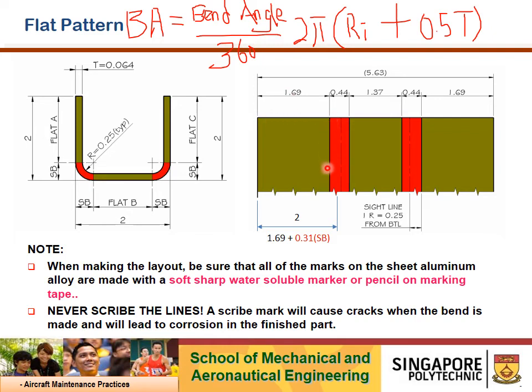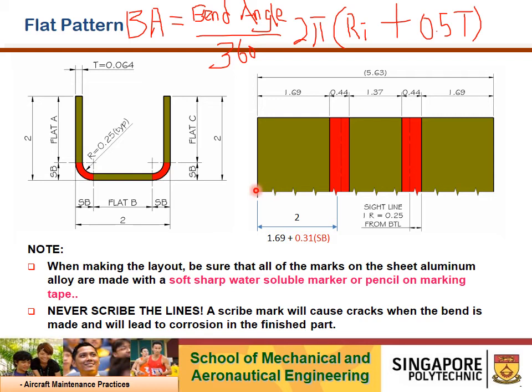So this measurement from the edge of the sheet metal to the first line that you draw on the metal will be the first bend tangent line. And from there, you would know that 0.44 bend allowance is your second bend tangent line. Then 1.37 is flat B dimension, and so on and so forth. If you add up all the dimension measurements, you realize that your overall length is 5.63, slightly shorter than the required 2 inch, 2 inch, and 2 inch. If you add up, it's 6 inches.